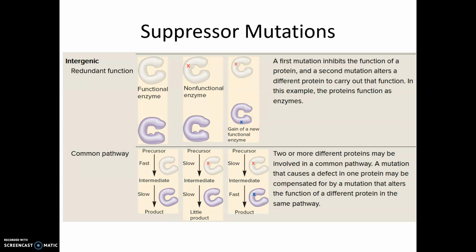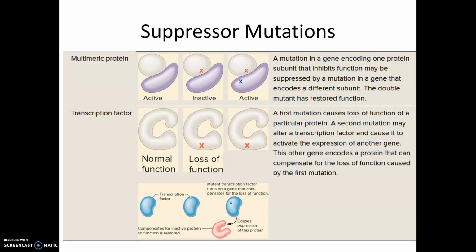You mutate one, it messes up the pathway. You mutate both of them in a way that one corrects for the other, you restore the pathway. So think back to the one where we're talking about the two things that couldn't fit. If that's a pathway, you change it in a way that, well, it works again.